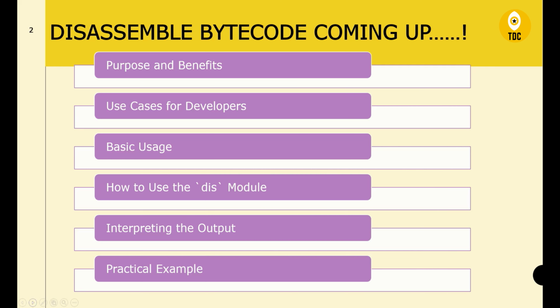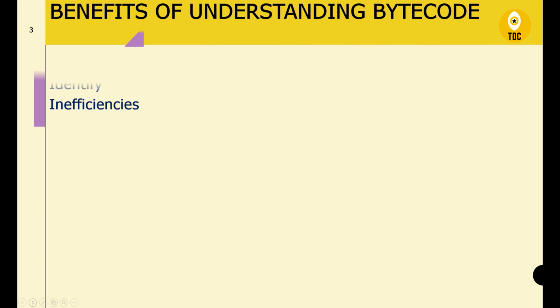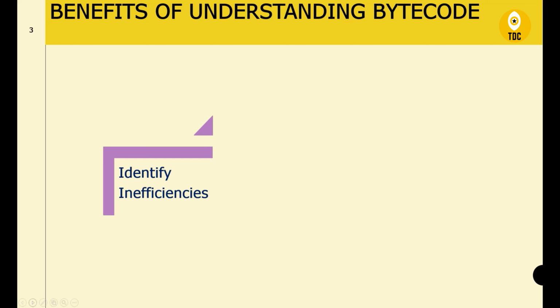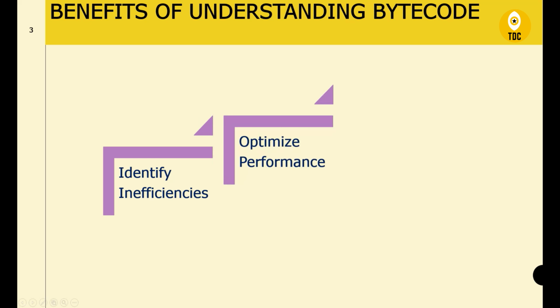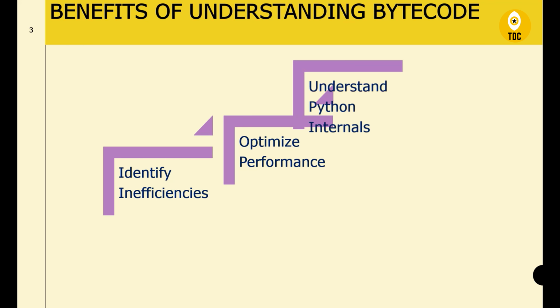Now the benefits of understanding the bytecode: definitely, we can identify inefficiencies. Identifying inefficiencies means you can spot unnecessary operations or suboptimal code paths which are not as expected by you as a developer. You can also have optimized performance. That means you can rewrite the parts of the code that have performance bottlenecks. You can identify them, rewrite the code and tweak it accordingly to make it more optimized from the perspective of bytecode conversion.